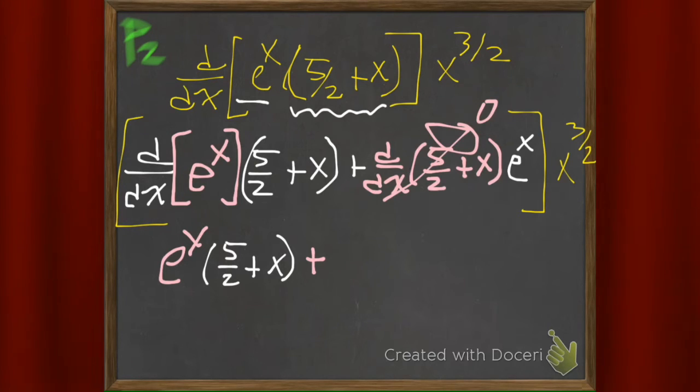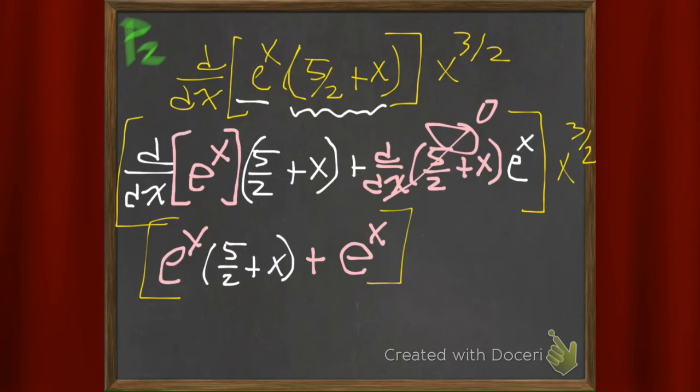So then that's going to be e to the x? Well, this is turning out much nicer. And then that's still multiplied by that x to the 3 halves. Let's go ahead and factor that out and make it nice. So then I pull an e to the x out. That's not nice. That's ugly.